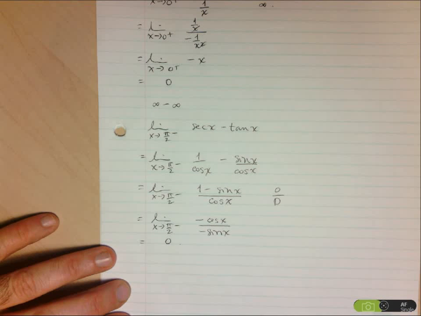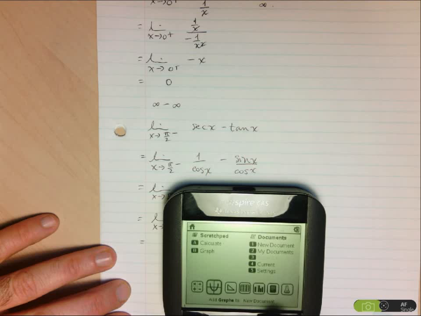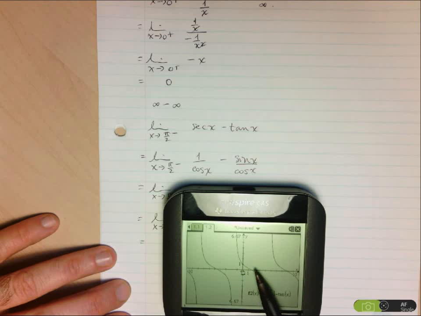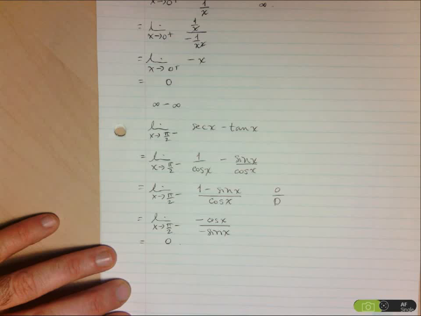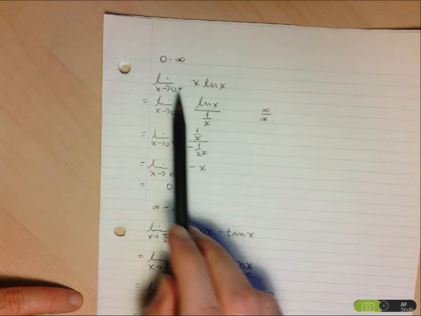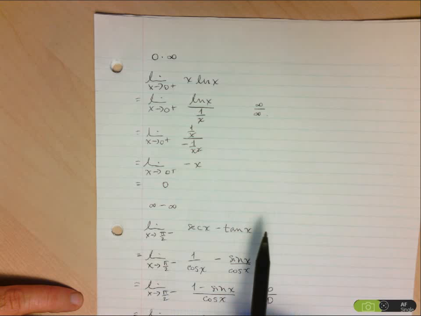And in fact, let's check the graph of this one here. So let's go back. And if we take a look at this graph as x approaches pi over 2 from the left, the resulting graph indeed does approach 0. Okay, so again, our rationale in these two examples is to take the expression that we have and rewrite it in the form that'll give us either 0 over 0 or infinity over infinity.